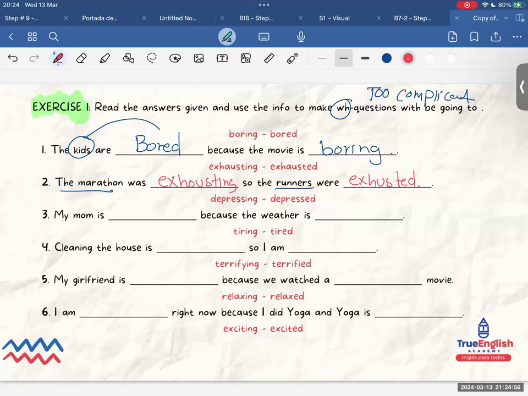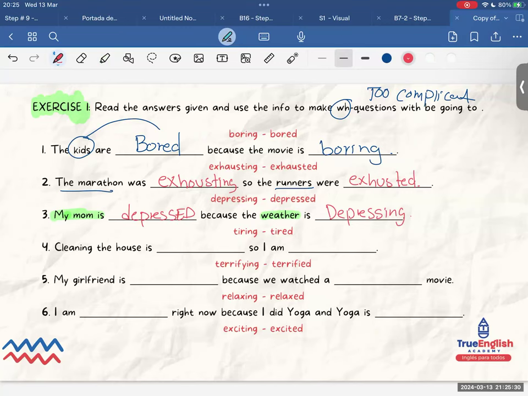Let's see, José, number three is for you. José Octavio. Sorry. José Octavio. Yes. Okay. My mom is depressed because the weather is depressing. Excellent. My mom is depressed. Está deprimida porque el clima is depressing. Depressing porque el clima es depresivo. Very good.